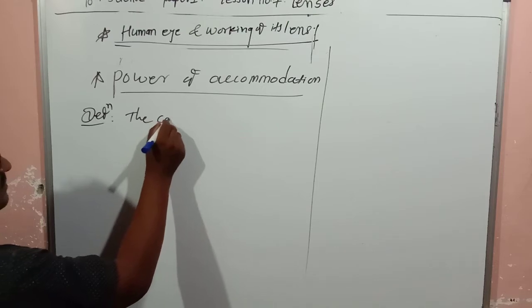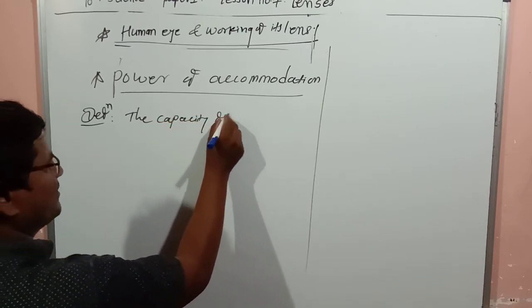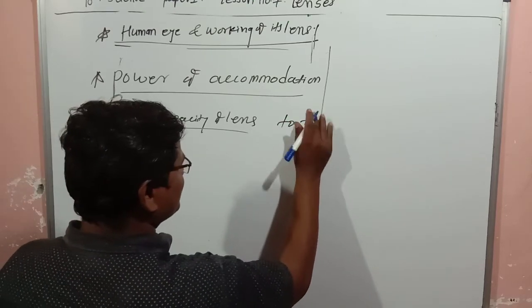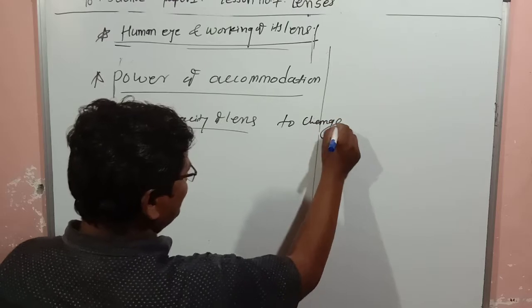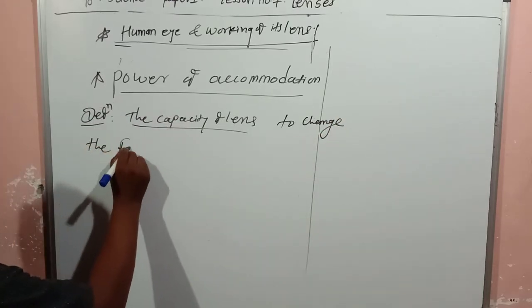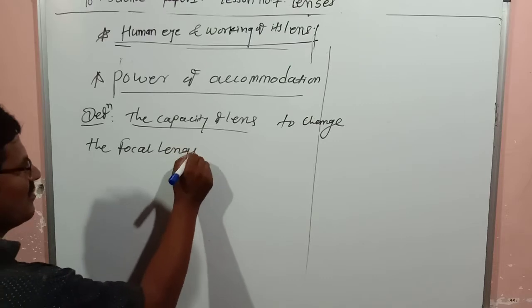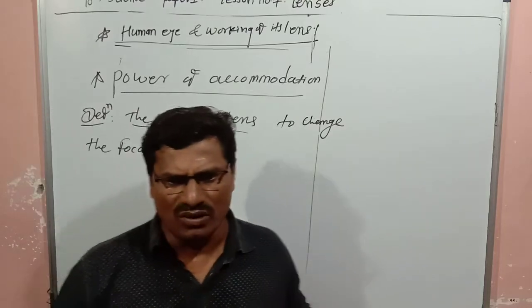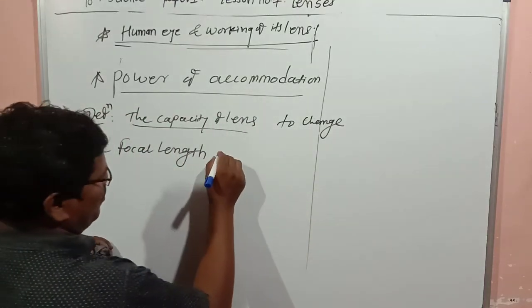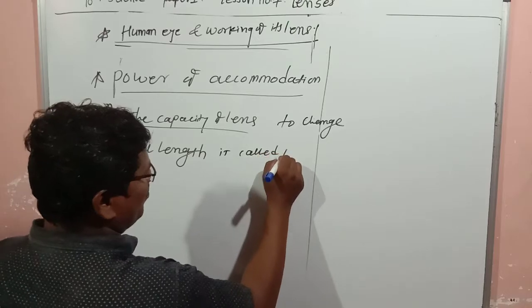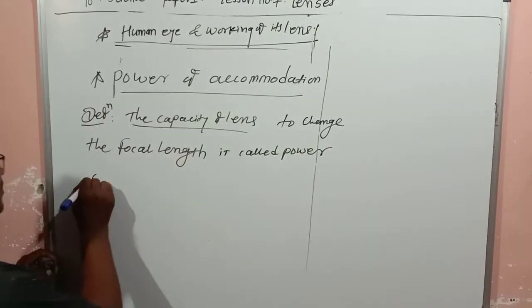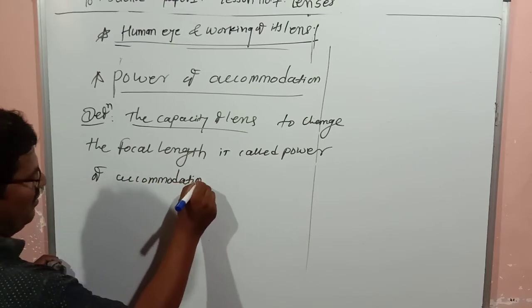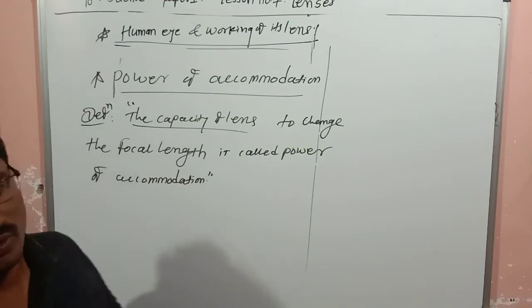Definition: the capacity of the lens to change the focal length is called the power of accommodation.